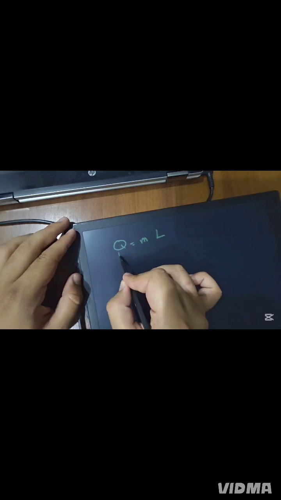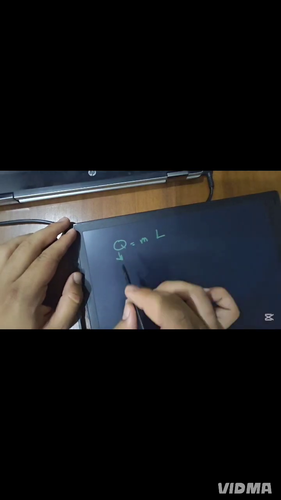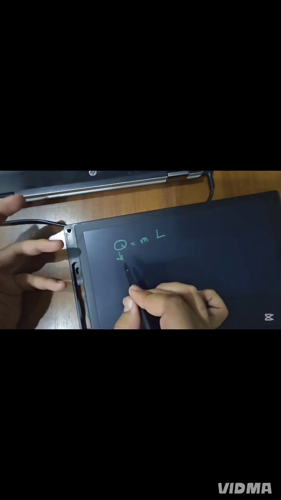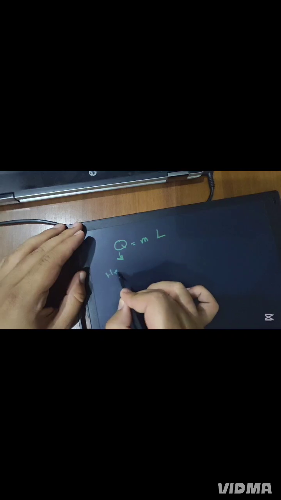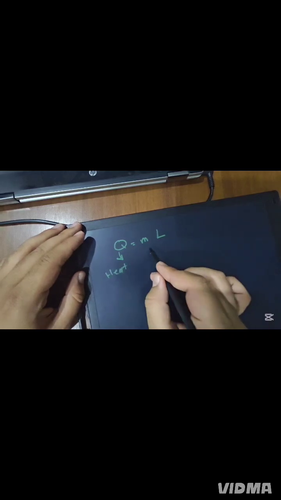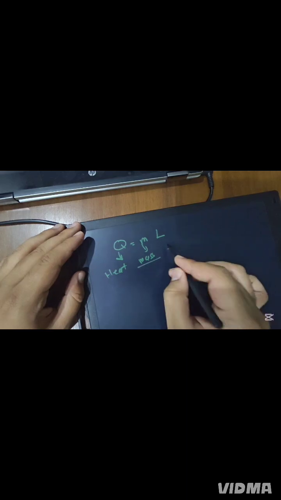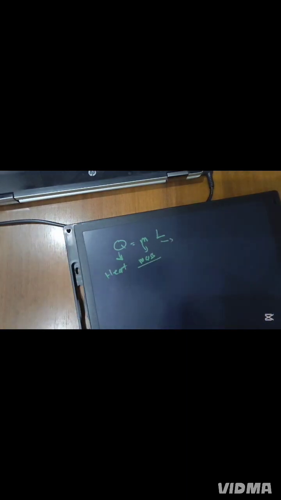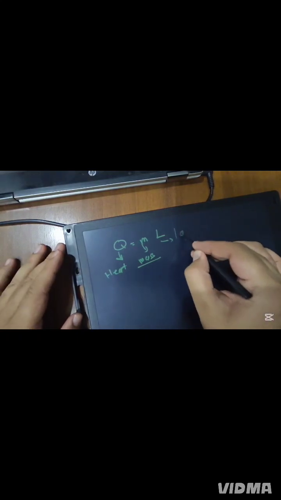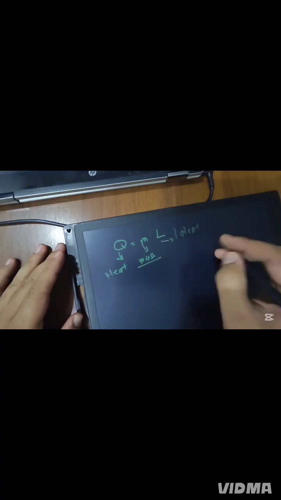What is the meaning of Q? Q, we studied in the previous section. Q was energy or heat, the heat or energy transferred. M is the mass. L, this is our topic. The name of this L is called latent heat.